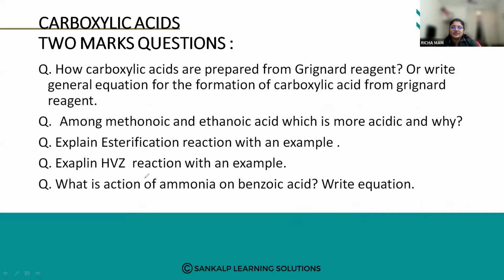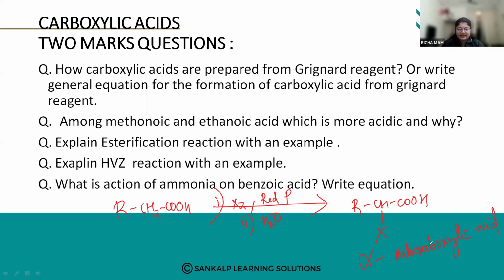Next question. Explain HVZ, Hell-Volhard-Zelinsky reaction with an example. How are you going to explain? RCH2COOH, in the presence of X2 and red phosphorus followed by hydrolysis, will give you RCHXCOOH. This is an alpha halocarboxylic acid. So what is the Hell-Volhard-Zelinsky reaction?